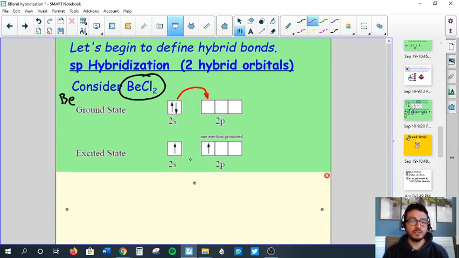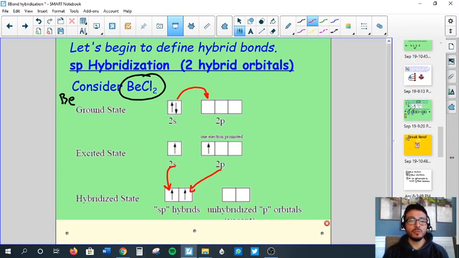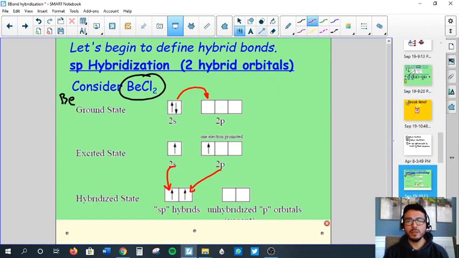It's still at different orbitals with different energies. 2s is slightly lower than 2p, but to create a bond, we now need a hybridized state. This hybridized state is not 2s, it's not 2p, it's simply sp. S and p, because one electron came from s, and this one came from p, and it's now called sp. It's now ready to create those two bonds with chlorine. So here we looked at an sp hybridization.